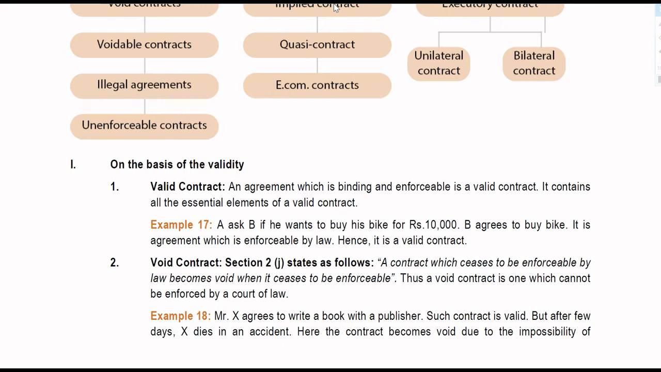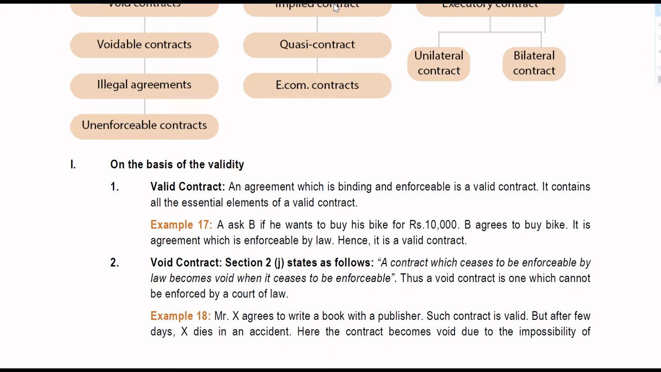Okay. Second point, void contract. Section 2(j) states as follows: a contract which ceases to be enforceable by law becomes void when it ceases to be enforceable. Thus, a void contract is one which cannot be enforced by a court of law. See, a void contract is a contract which is void. It is not valid.